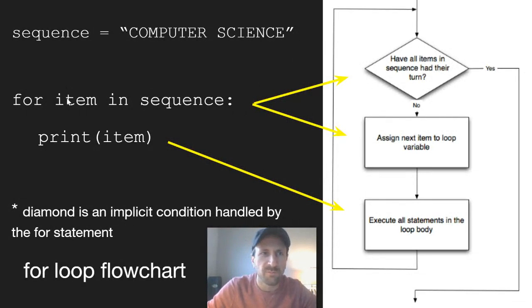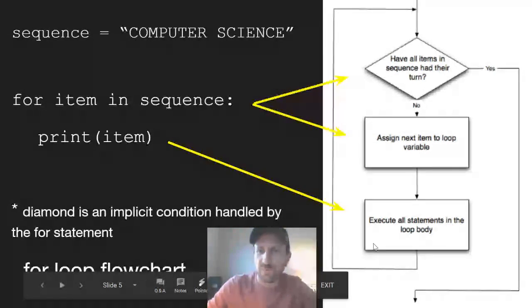All right, so the for item in sequence part of this, the for statement, like we said, is an implicit condition, so it's checking to see if all the items have been executed, and then assigning, using that looping variable item, to the next item in the sequence, next element in the sequence. And then the print item is where you're executing every statement. That's the loop body.